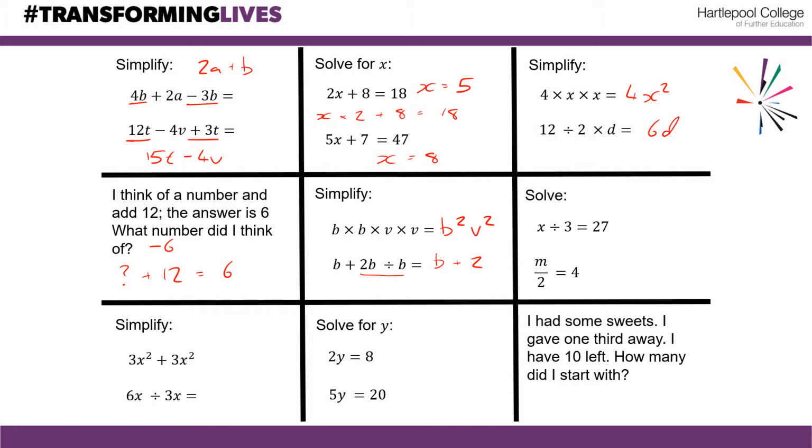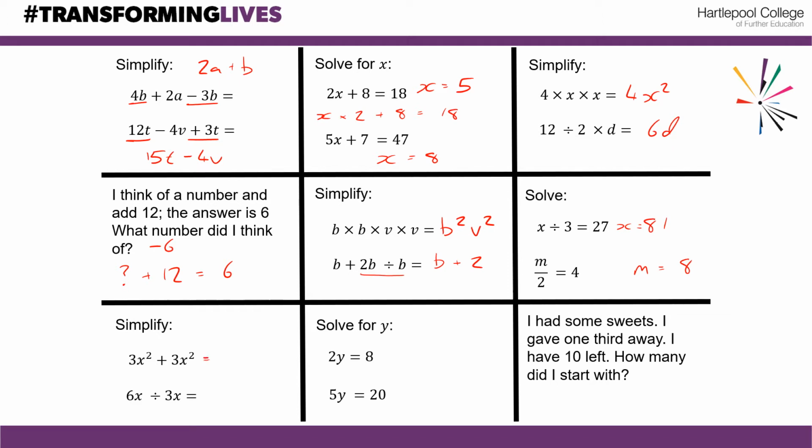Next up, some more solves. Something divided by 3 gets me 27. Another way of thinking about that is 27 times 3 gets me the missing number, and that's 81. So for that one, x equals 81. And the next one is just another way of representing division. Something divided by 2 equals 4. Working backwards, that's 4 times 2 equals 8. So m must equal 8.